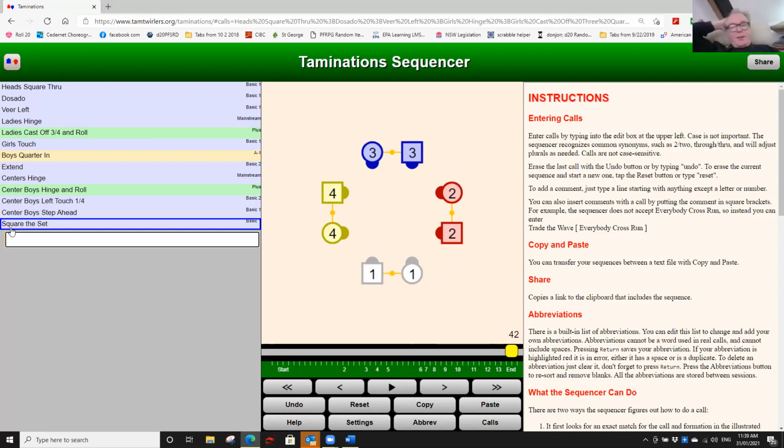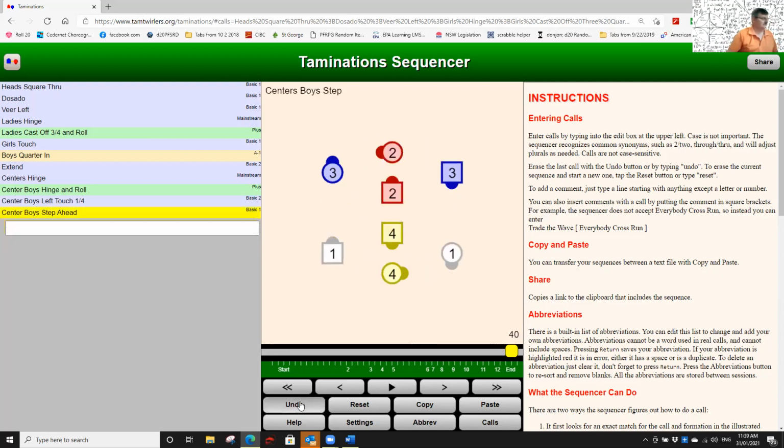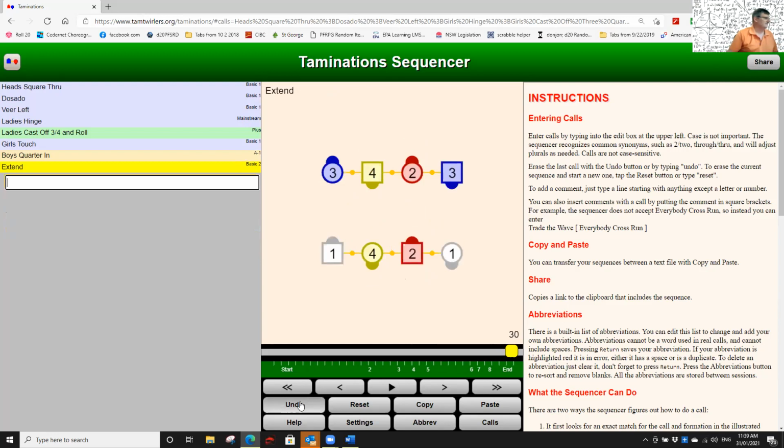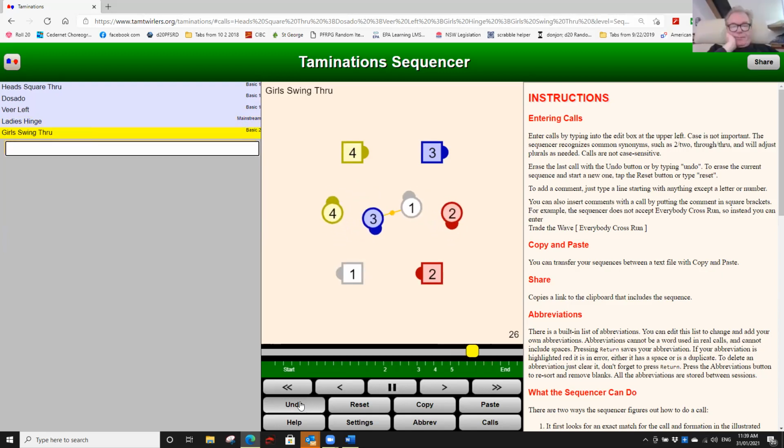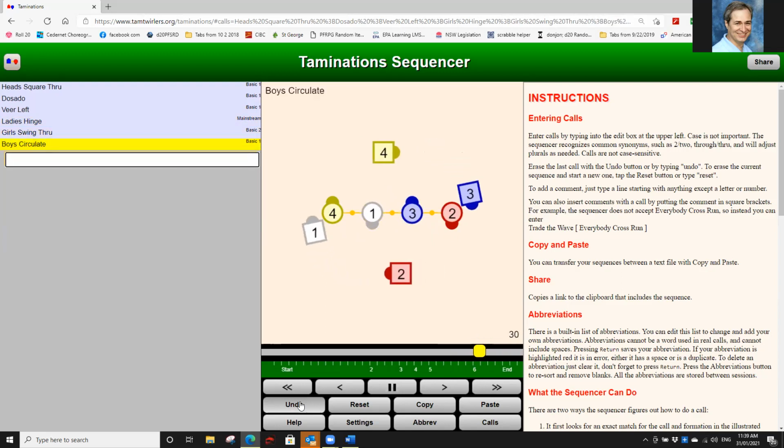If there wouldn't have been out of sequence, I would have had one. Can you go back to the diamond after the ladies chain? Sure. Okay. From here, girls swing through. Boys first in. Boys circulate. Ooh. Okay.